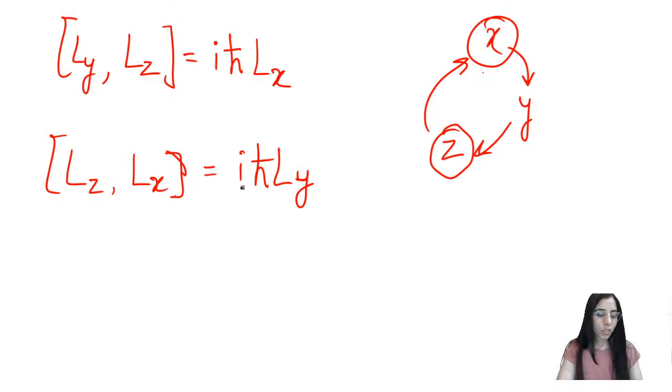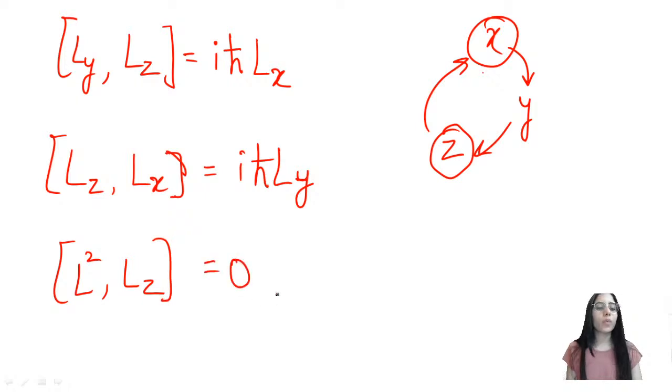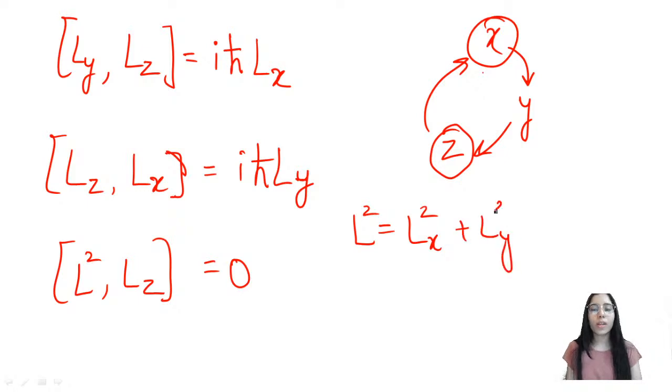Now the next expression: if we are going to talk about the commutator bracket of L square with Lz, what will be the value? It will be equal to 0. Even if you put the value of L square, which is Lx square plus Ly square plus Lz square, and by putting the value of Lz as we have already discussed in the starting, you will be able to get the overall commutator bracket value of L square with Lz equal to 0.